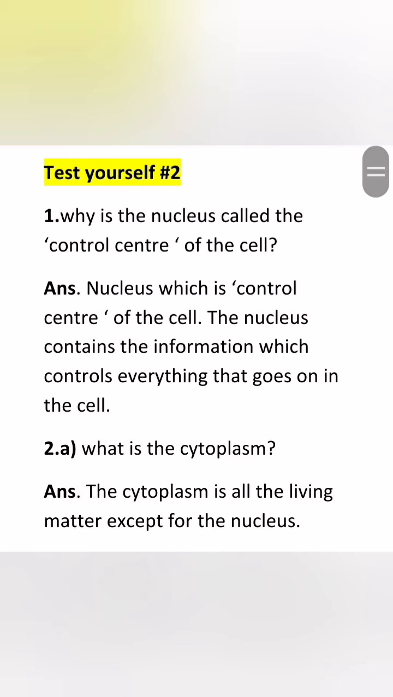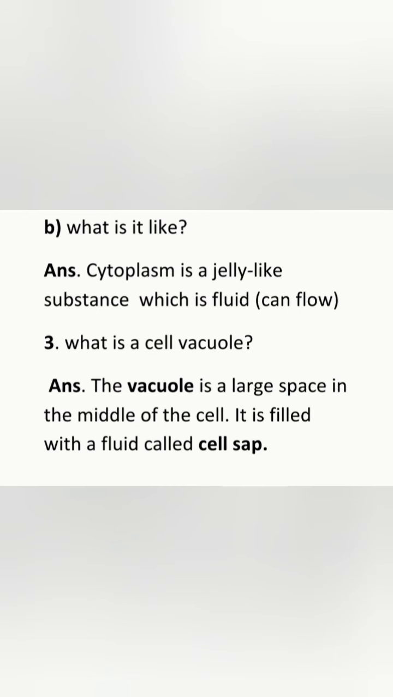Question number 2, A part, is what is cytoplasm? The answer is, cytoplasm is all the living matter except for the nucleus. Question number 2, B part, is what is it like? Cytoplasm is a jelly-like substance which is fluid and can flow. Question number 3 is, what is a cell vacuole? The answer is, the vacuole is a large space in the middle of the cell. It is filled with a fluid called cell sap.